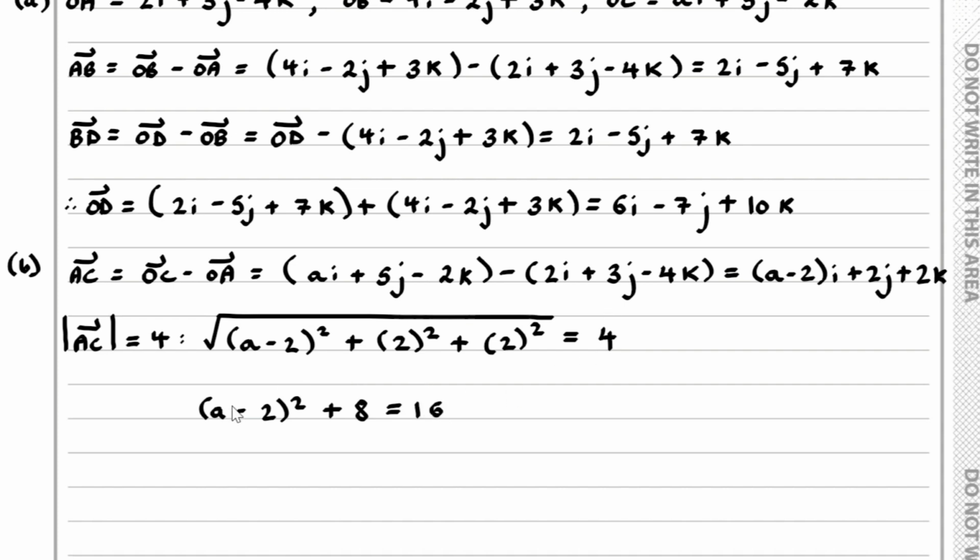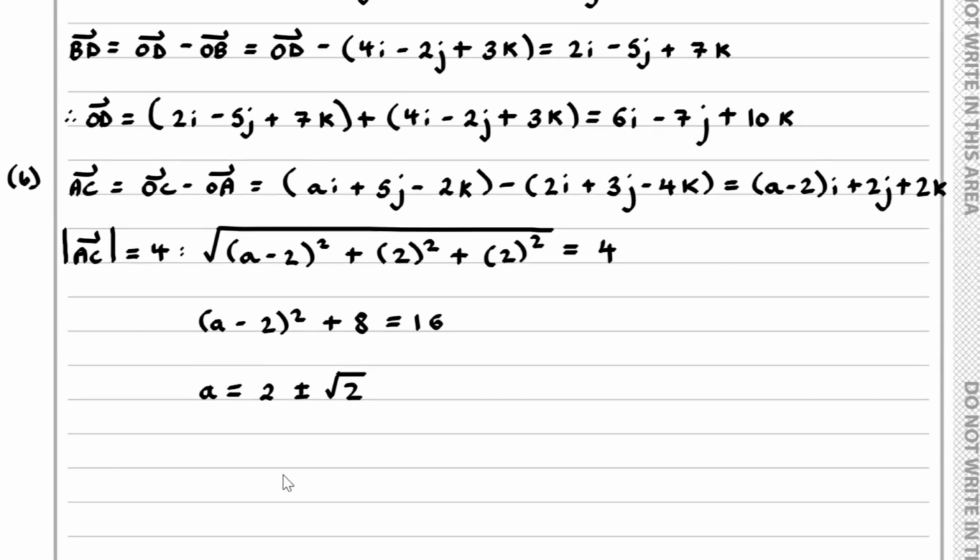Now let's solve for a. If I subtract 8 from both sides and then square root and then add 2 to both sides, a is equal to 2 plus or minus the square root of 2. And so therefore our solution for a is 2 subtract square root 2, and that's because a is less than 0.